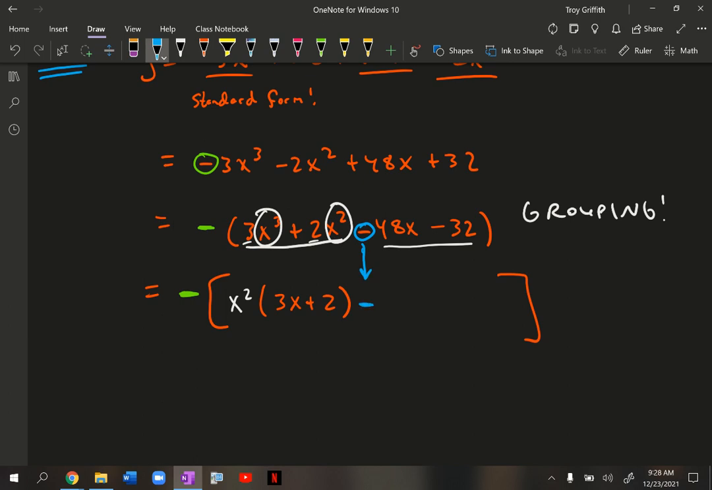If it's a plus, take out a plus. If it's a minus, take out a minus. In this case, I'm taking out a negative. And then I have a 48x and a 32. Well, between those, I can take out a 16. That is the largest factor in common between those.